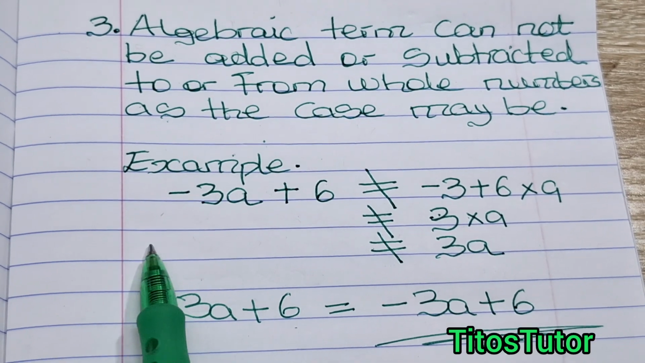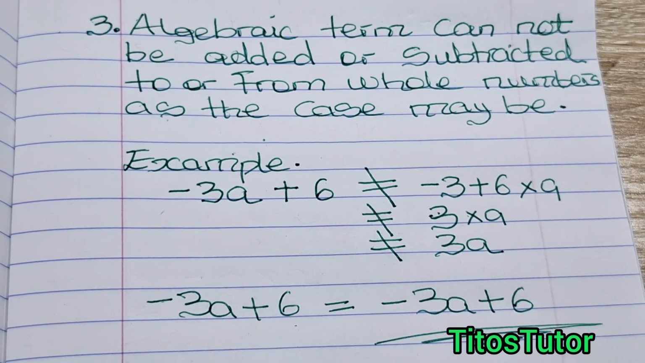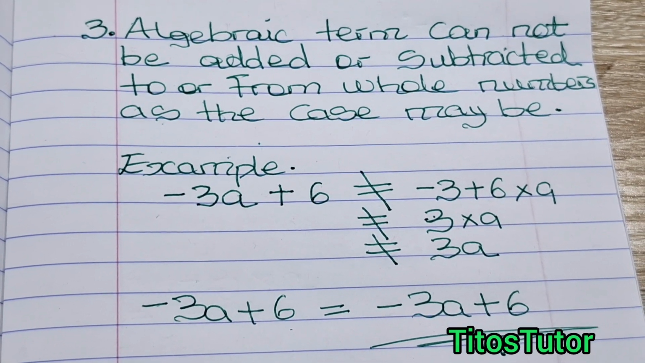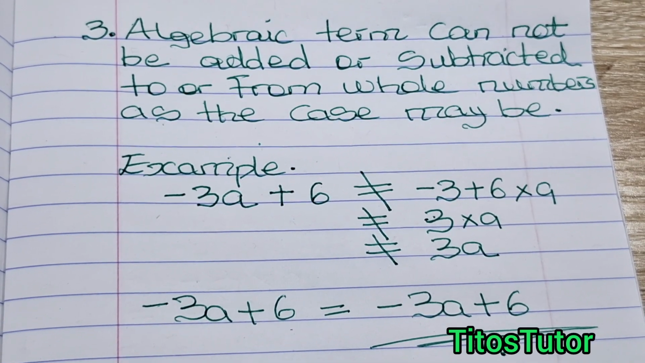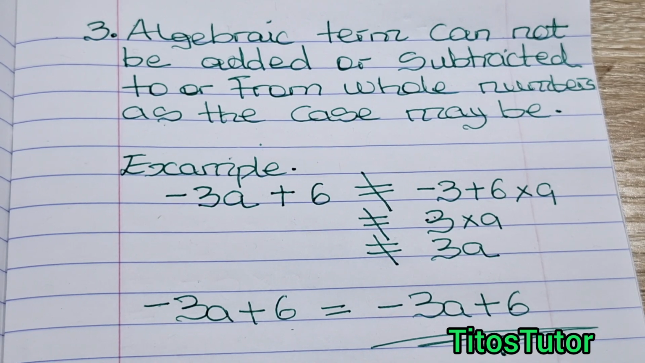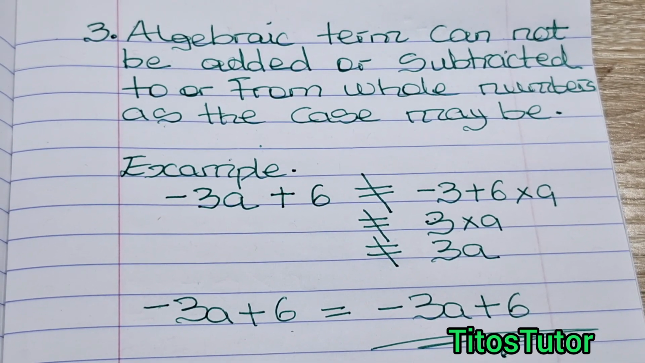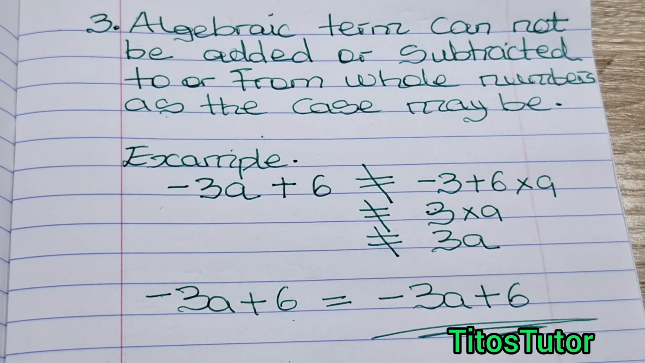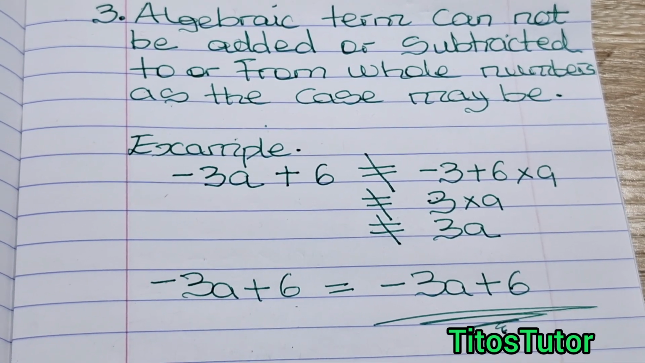Okay? So look at a solved example. It says negative 3a plus 6. It is not equal to negative 3 plus 6 times a. No, that's a common mistake some people make. Please don't make that mistake. So you can't say 6 minus 3 is 3 and you multiply that by a and you now get a final answer 3a. No, not done, right? So negative 3a plus 6 remains negative 3a plus 6.